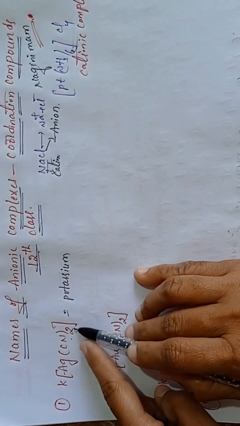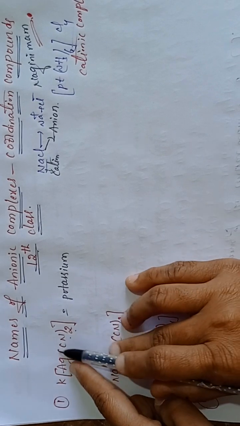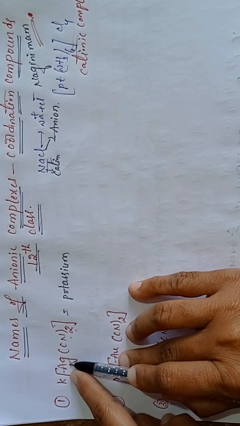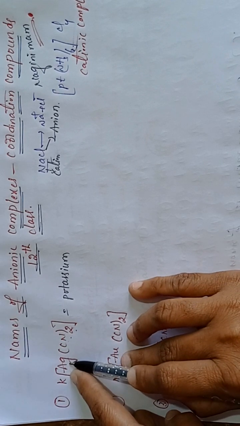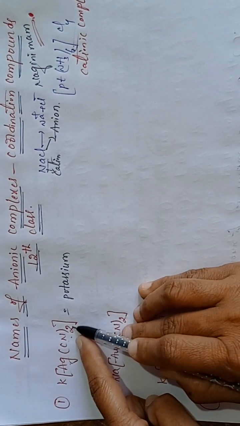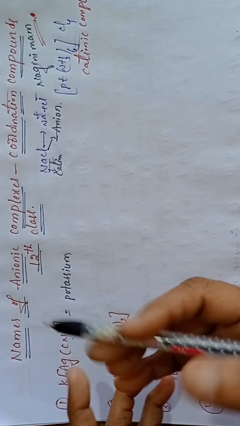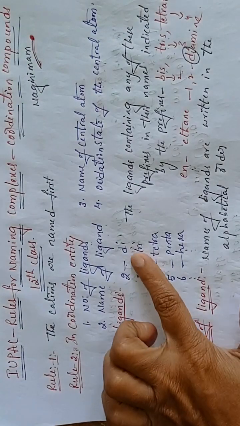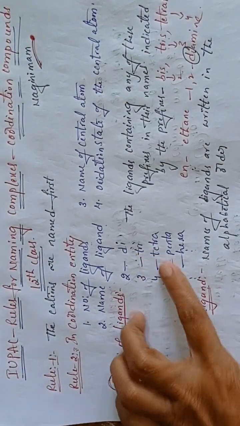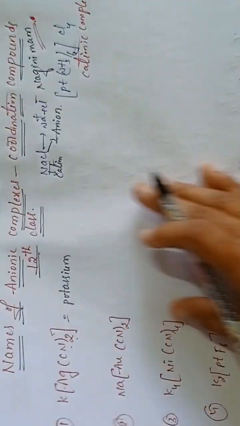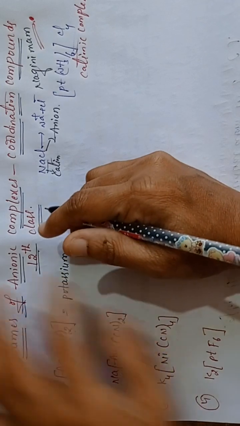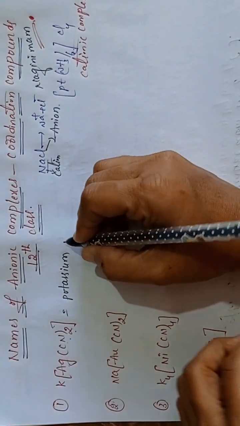See here, how many ligands are there, students? Two ligands are there. Number of ligands, name of the ligand, name of the central metal atom, oxidation state of the central atom. So how many ligands are there? Two. Two means what prefix are we using, students? Two means di. Three means tri, then tetra, penta, hexa, like that. So here two are there, so what prefix do we have to take? Di. Okay, di.